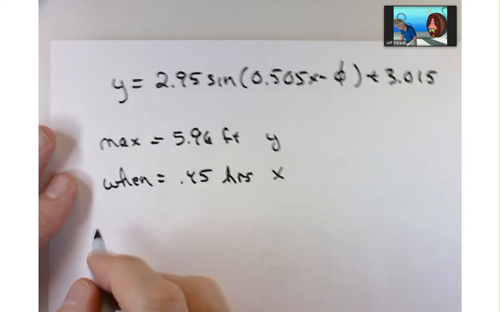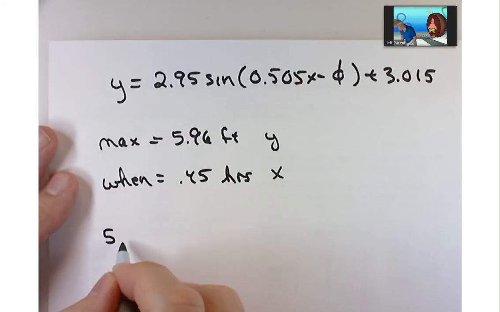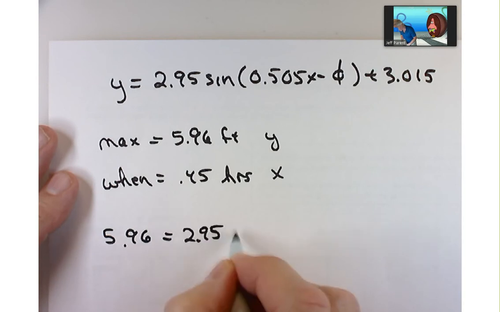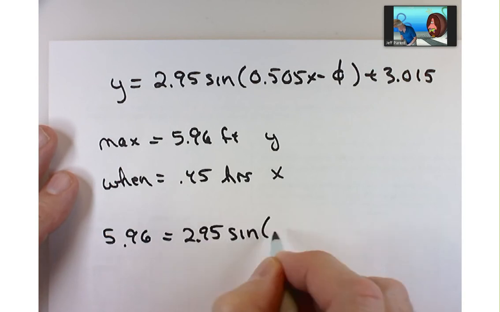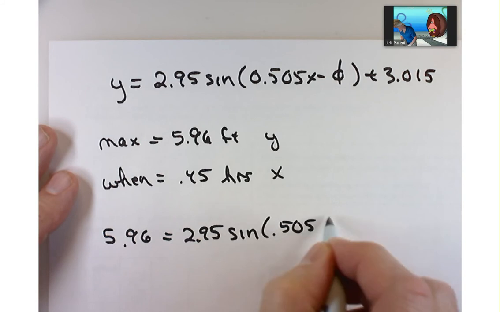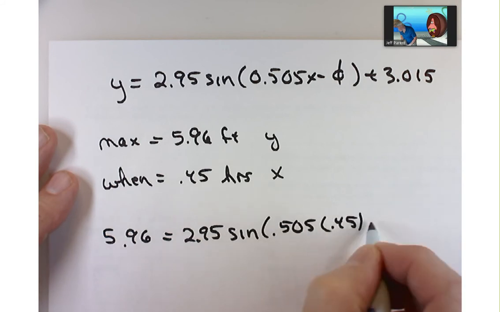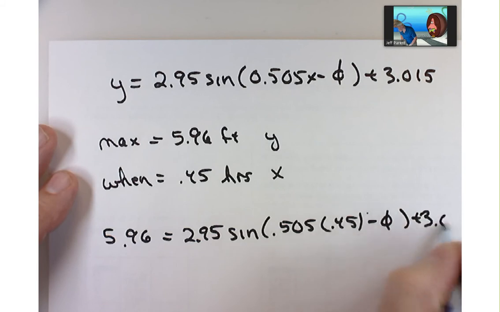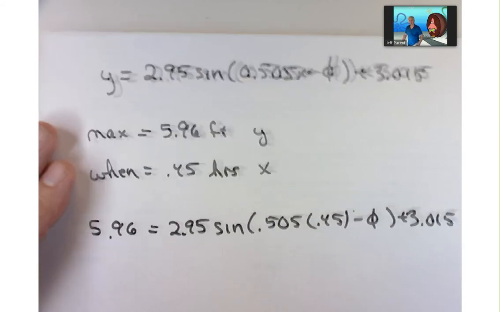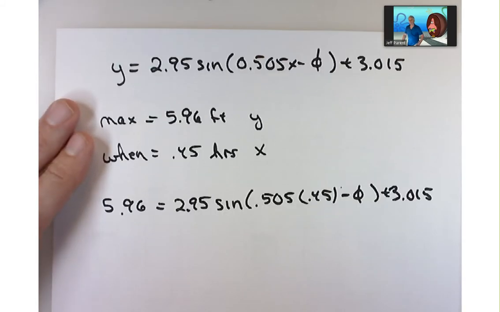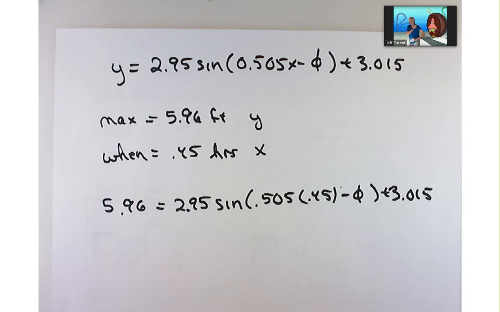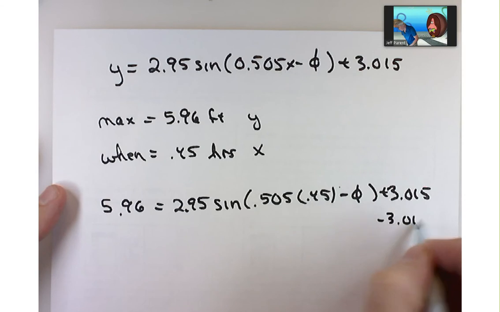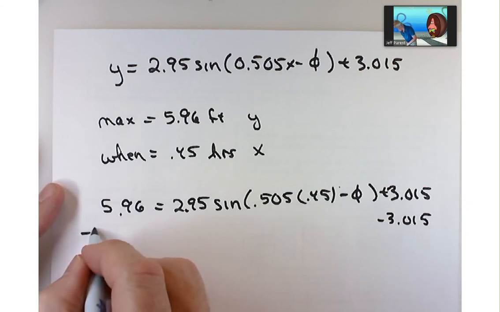So let's put all that stuff in. It's going to be 5.96 equals 2.95 sine of 0.505 times 0.45 minus phi plus 3.015. So let's see if we can solve here for phi. The first thing I would do is subtract 3.015 from both sides.